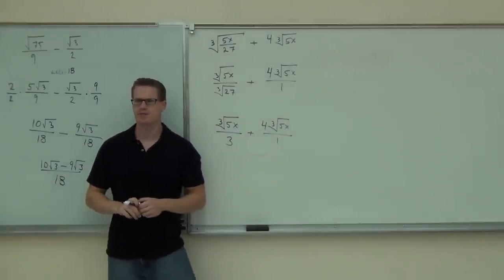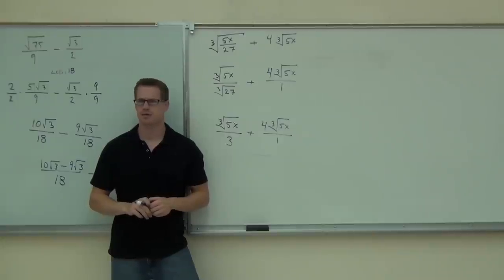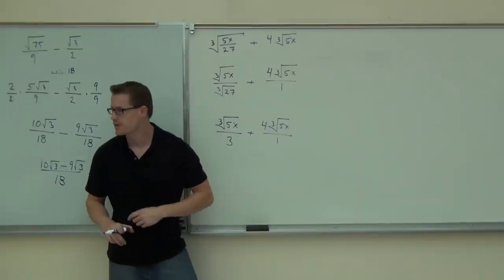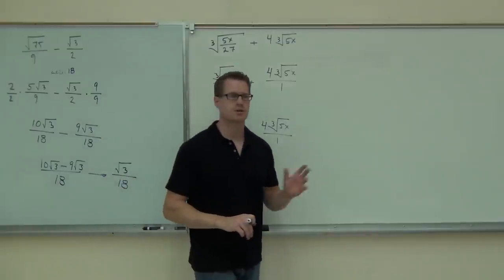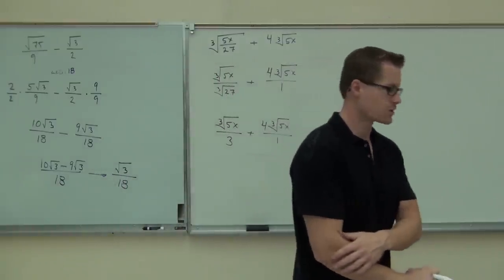Folks, give me a little head nod if you can make it down that far. Feel right with that? Okay, what do you need to do next? Multiply the second fraction. Find me a common denominator. Multiply what you have to. Combine your fractions. Go ahead and do that now.